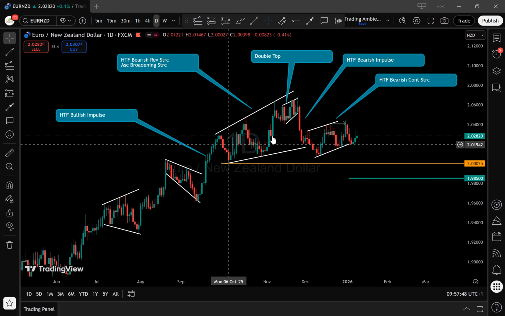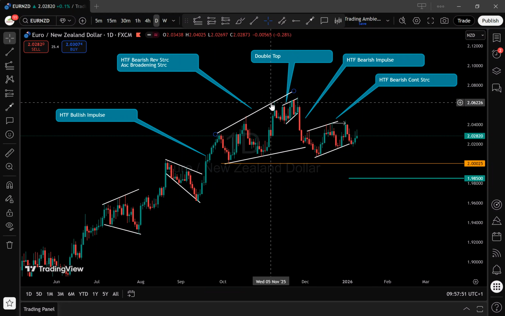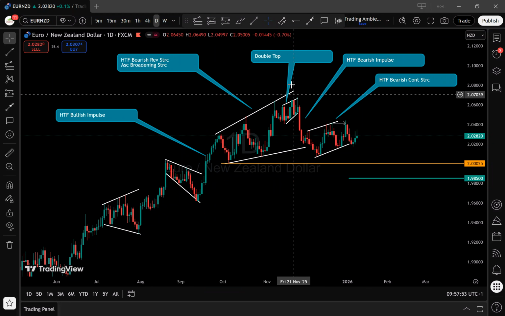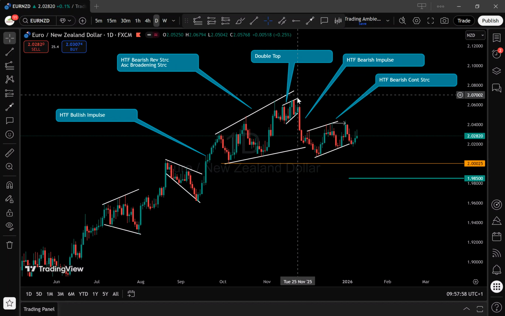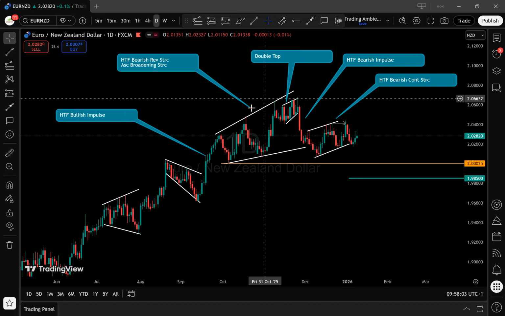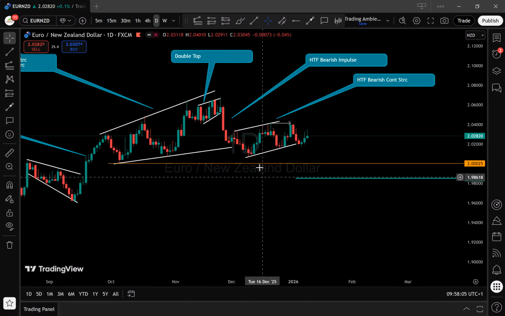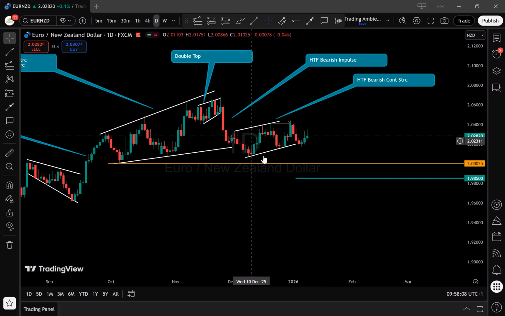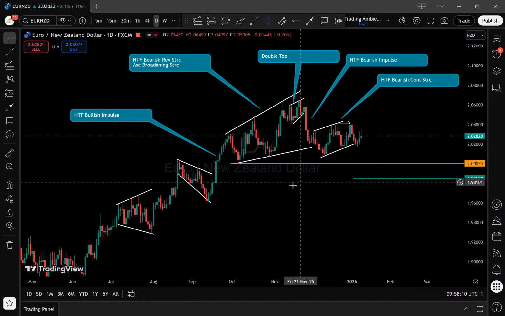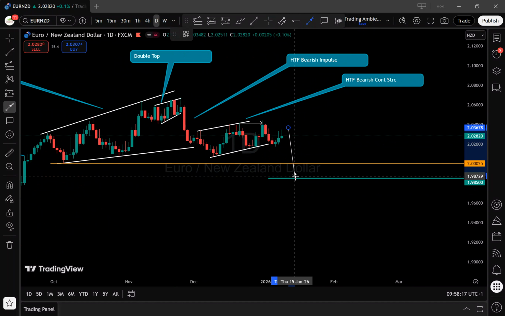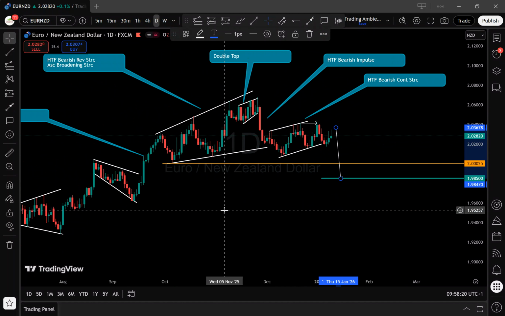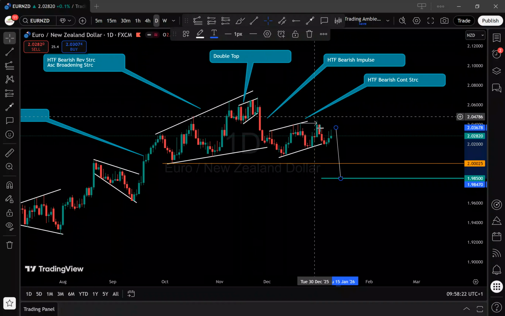Looking at this bearish reversal structure right here, within it we have a double top. We have a bearish impulse out of the double top, and this bearish impulse broke the price out of the overall bearish reversal structure. After this breakout, we have a bearish continuation structure. Right now, the continuation structure has been broken, and we are looking forward to seeing the price plummet to this low, using our Fibonacci extension to get our target.